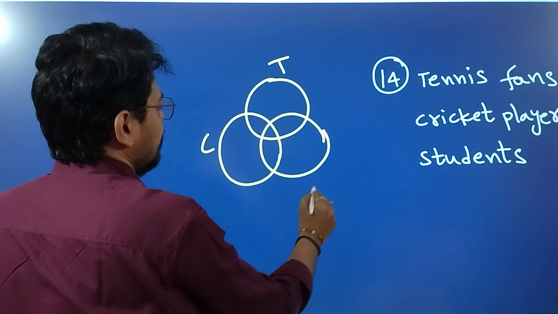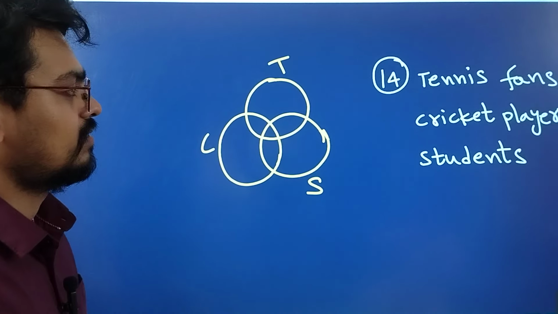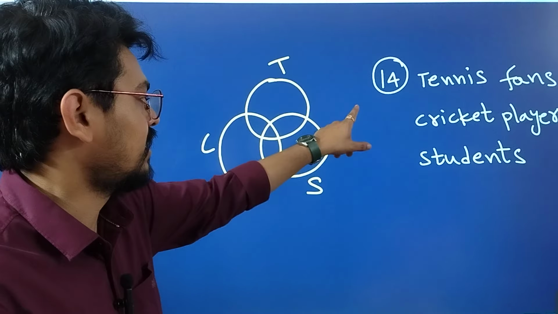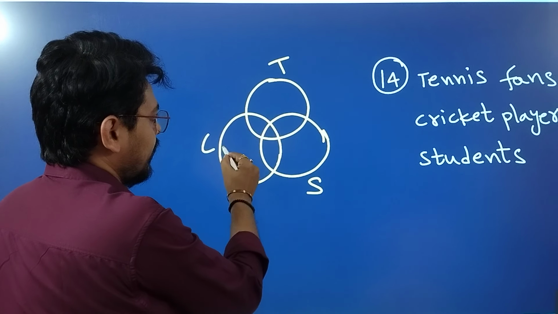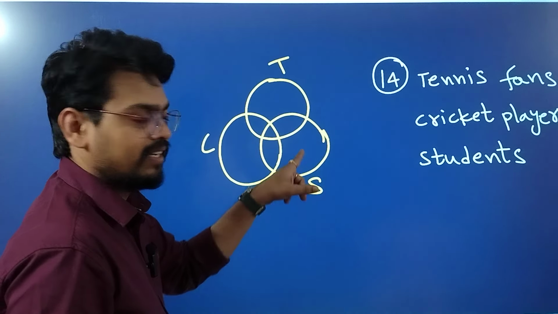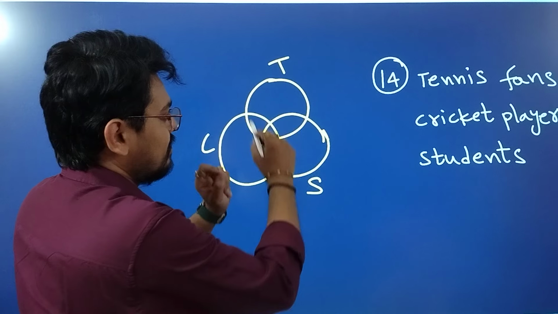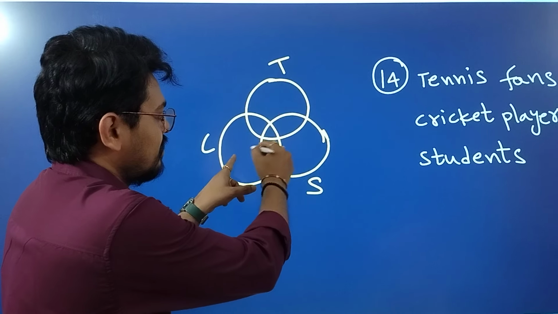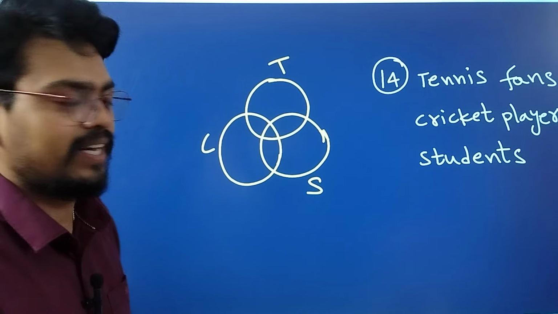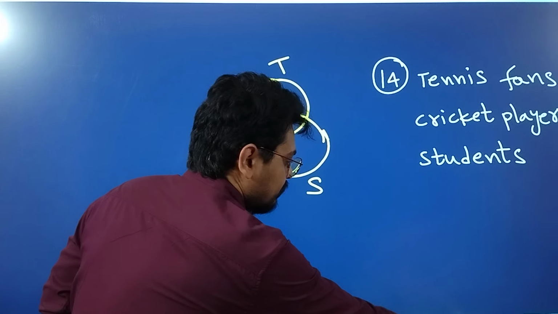Tennis fans, cricket players and students. Got it? Do you understand the relation? Here, among tennis fans, few are cricket players and few are students. Among students, few are tennis fans and few are cricket players. Among cricket players, few are tennis fans and few are students. Right? So this is the right diagram.